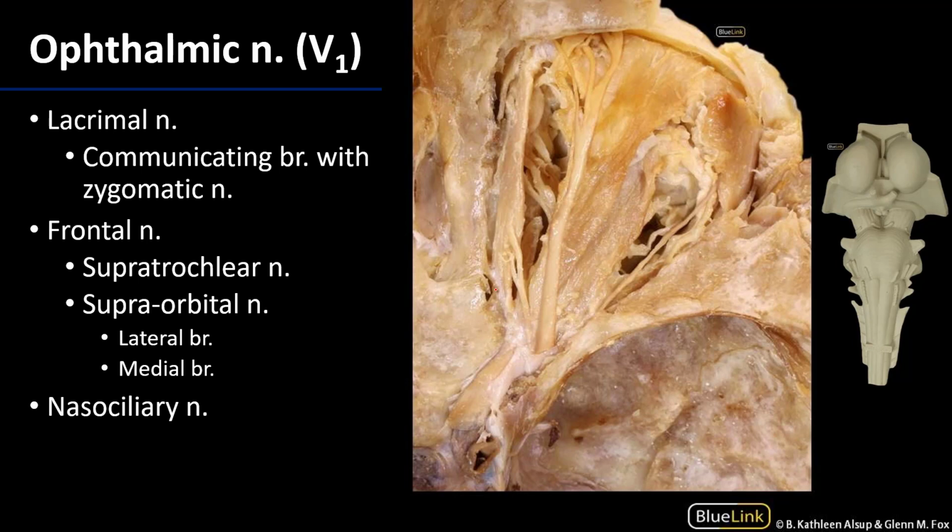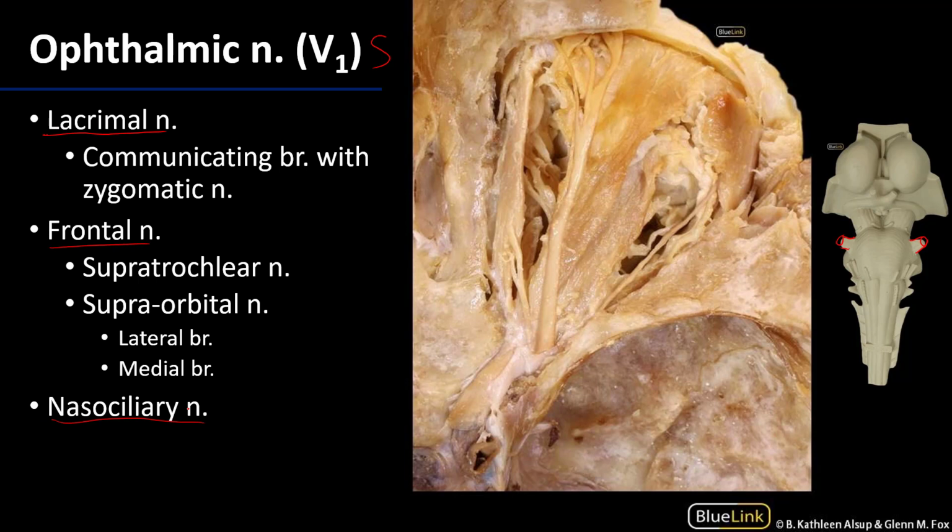Then we have V1. The story of V1 in the orbit is rather extensive. So here is 5 coming off of the brainstem before it divides into its divisions. The ophthalmic division is entirely sensory, again, which is very nice. And there are 3 branches to it. There's the lacrimal nerve, the frontal nerve, and the nasociliary nerve.